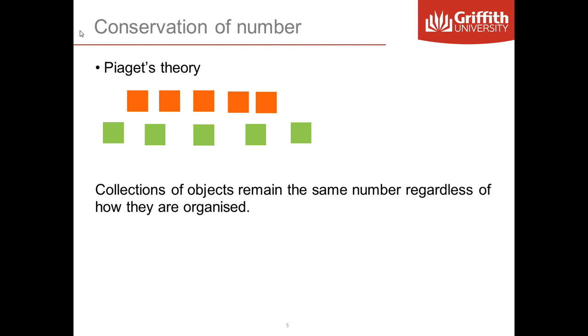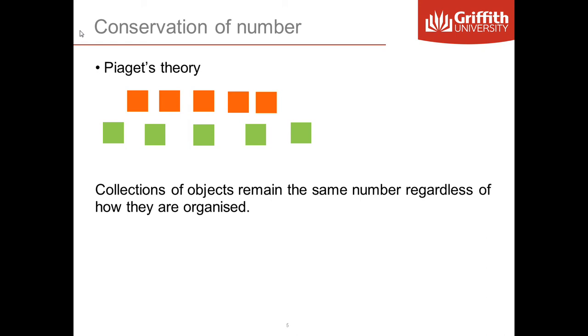The other part of the early number work is the idea of conservation of number, and we talked about theories of learning. We talked about Piaget's theory of stage development, but Piaget also had a number of other key ideas, and they are things like the conservation of number. So if you have a collection like the orange squares that are there, there's 5 squares there. Young children will often be perceptually seduced into thinking when they see the green counters that there's actually more of them because they take up more space.